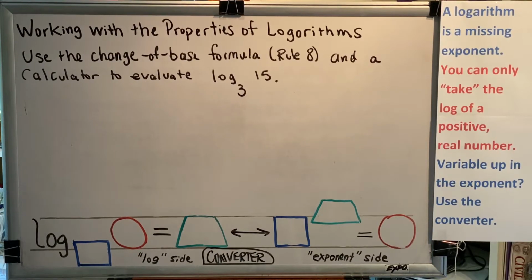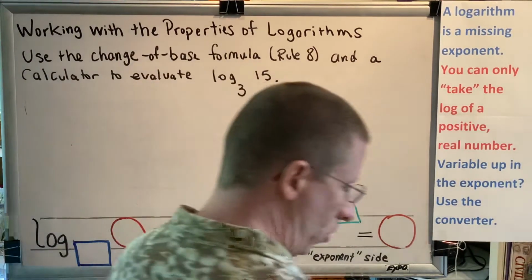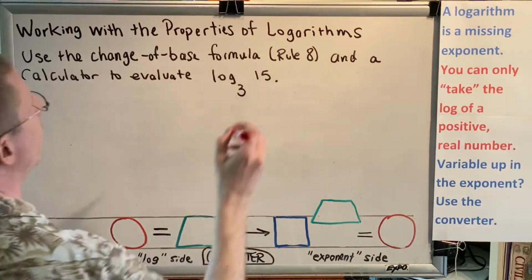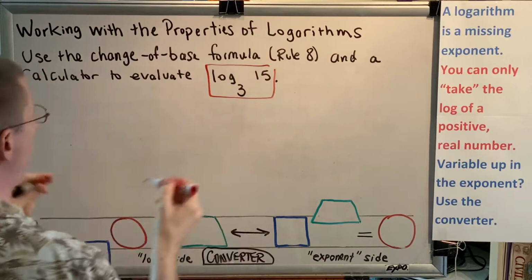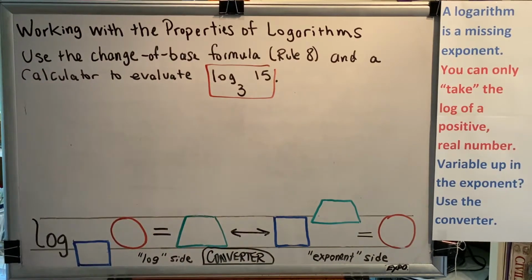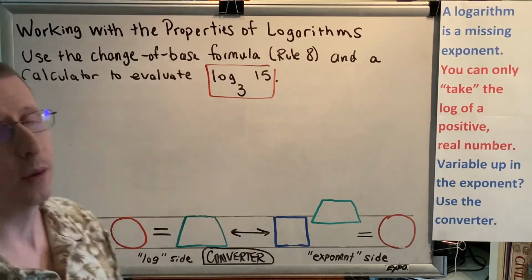The topic of this video is working with the properties of logarithms. Let's look at a problem. Use the change of base formula, Rule 8, and a calculator to evaluate log base 3 of 15. Before we begin, notice that once again we've been provided with a logarithm where the base is a number and the argument is a number. So we should try to figure out if we can rewrite that in a simpler form.